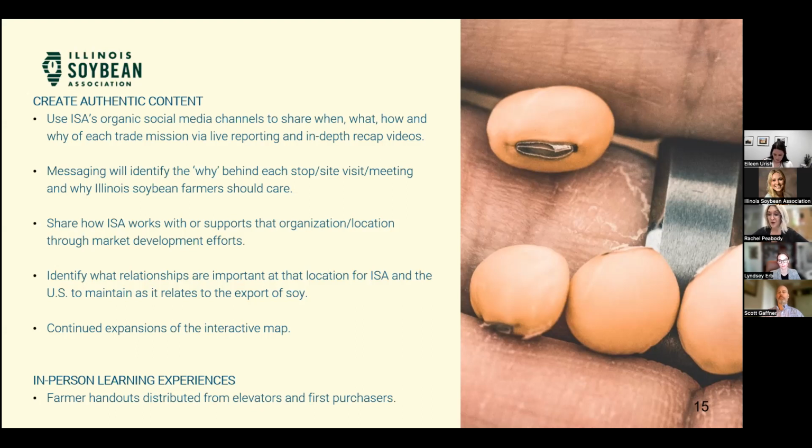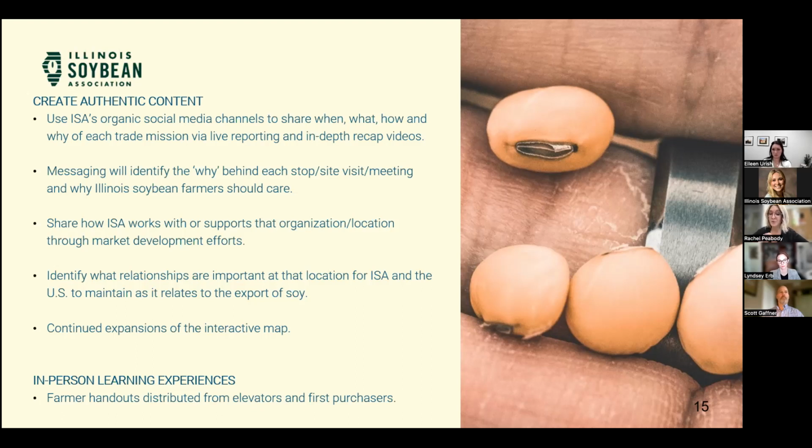We also share how ISA works and supports other organizations and locations through those market development efforts. And so it's really kind of showing all the different touch points and relationships that we've got in this industry. We plan to identify what relations are important at that location for ISA, and then talk about what we're doing to maintain those as it relates to the export of US soy.